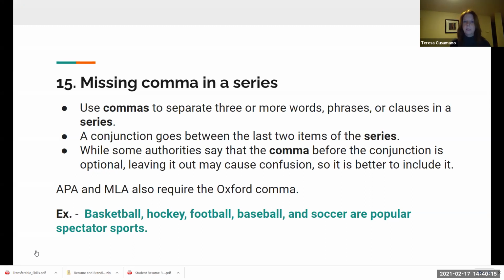If you look at the example, "basketball, hockey, football, baseball, and soccer are popular spectator sports." That Oxford comma is placed before the final "and," between baseball and soccer. It's a rule as part of APA and MLA. So you need to include that Oxford comma.